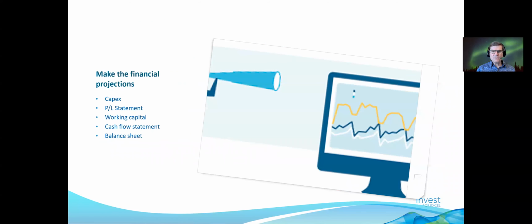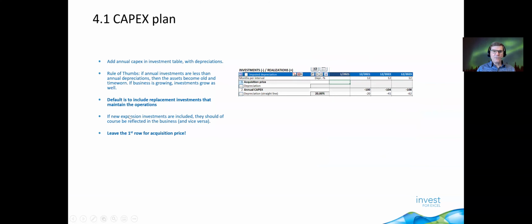And next phase is then to start making financial projections, looking at the forward-looking statements. And well, I usually do it in the order that they are located in the calculations tab on the Invest for Excel workbook. So starting with CAPEX, then looking at profit and loss statement, working capital statement, cash flow statement, and balance sheet. So the first would then be the investments, the CAPEX.